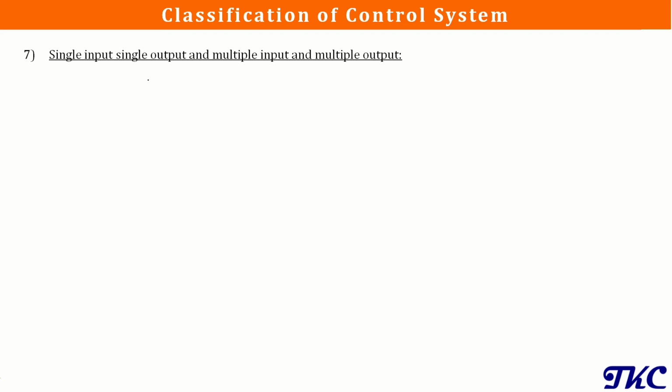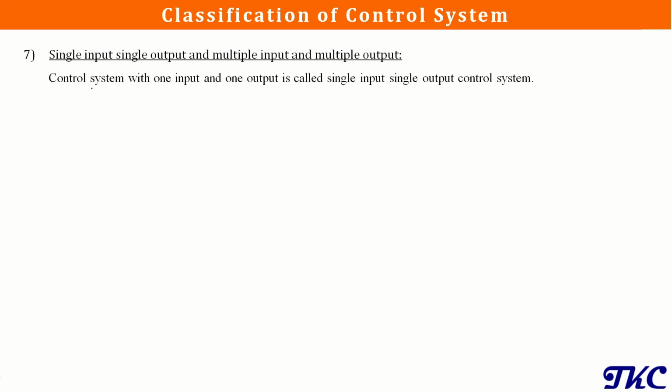Next, we are having single input, single output, and multi input, multi output control systems. If we talk about the first case, whenever we are having one input and one output, then that type of control system is called a single input and single output system. We can take the example of a fan here. Input is current and output is speed. So we are having one input and one output. So it is a single input, single output control system.